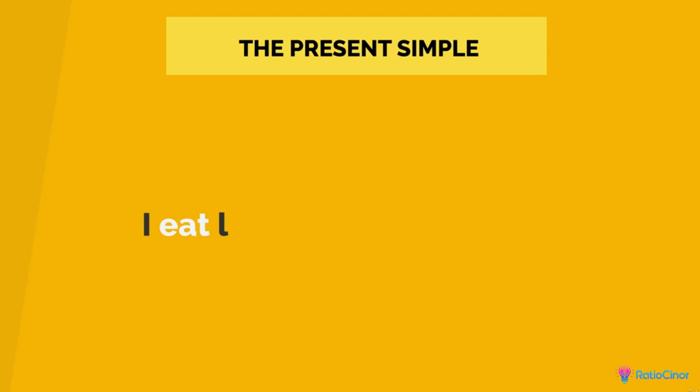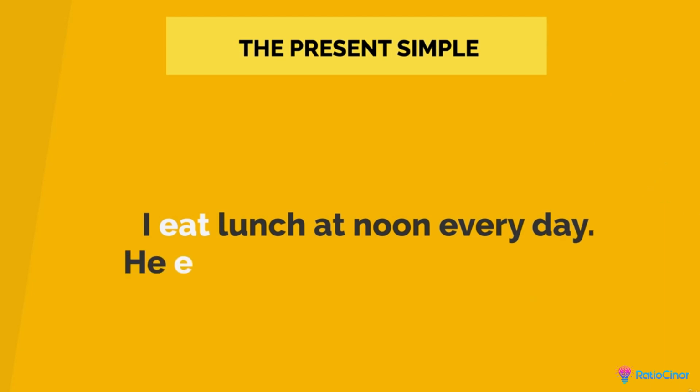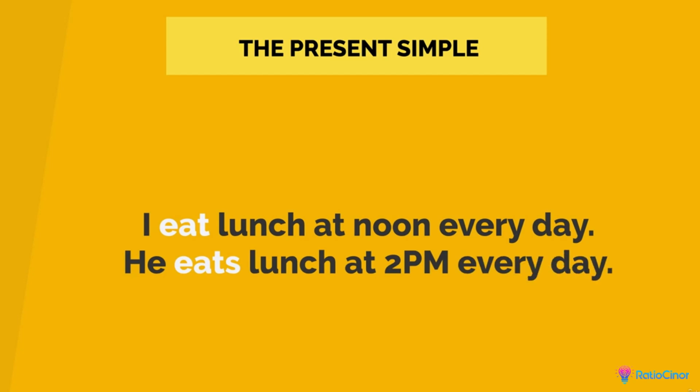I eat lunch at noon every day. The base form of the verb to eat. He eats lunch at 2 p.m. every day. With he, she, and it, add s to the base form.